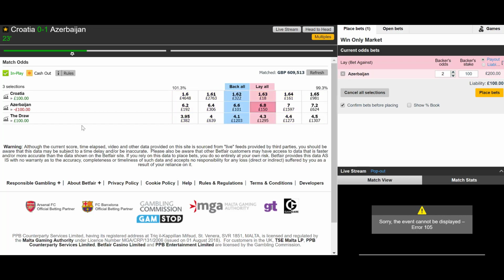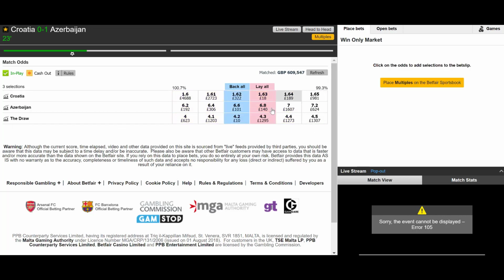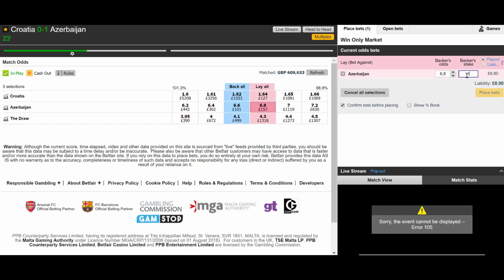Now, for me, if I look at this, I do not want to take laying Azerbaijan at 6.8 as it is right now. I would just wait until later on in the match. If I can get to lay them at a lower price, then that's great. If a goal goes in the meantime and Croatia equalise, then oh well, doesn't really matter. I mean, it wasn't really an opportunity then, was it?